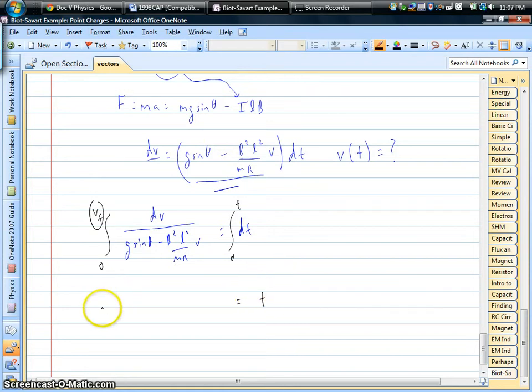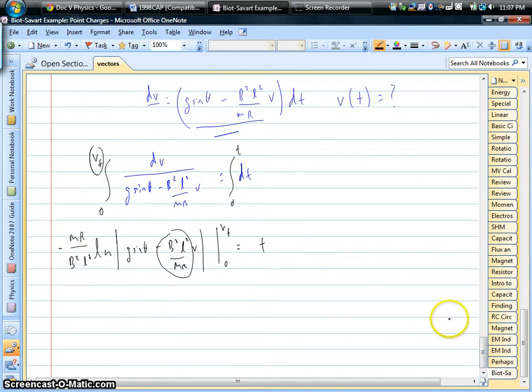Over on the left, we have the natural log of g sine theta minus these constants times v, and we're going to have to evaluate that. Now, because of the chain rule, this coefficient in front of the velocity, we need the reciprocal of that to come out. Now it becomes all algebra.